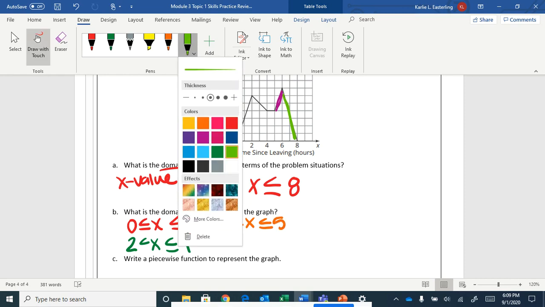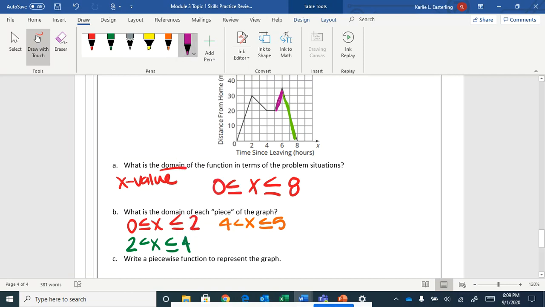Now let's get back to purple. For our purple piece, we were moving like crazy. Start at 5. Not going to include it because we would use that previous line. We are going to include 6 here, though.